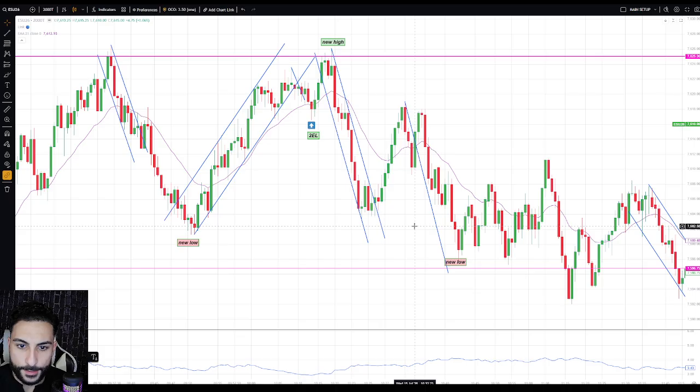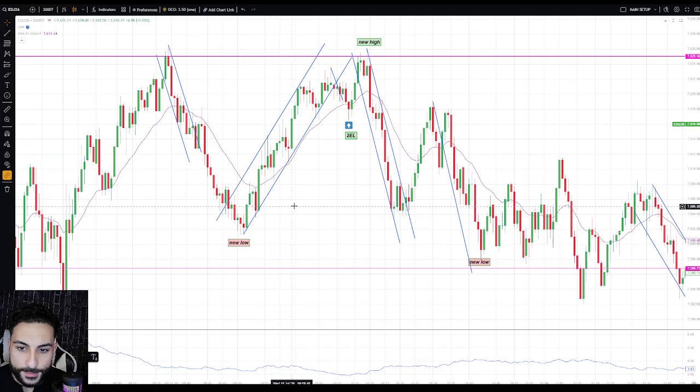We are currently looking at ES. The time frame we are looking at is the 2000 tick chart, and the only supportive indicator I use is the 21 EMA, which is this purple line that oscillates in between these candles. Other than that, I solely rely on price action to look for high probability setups.